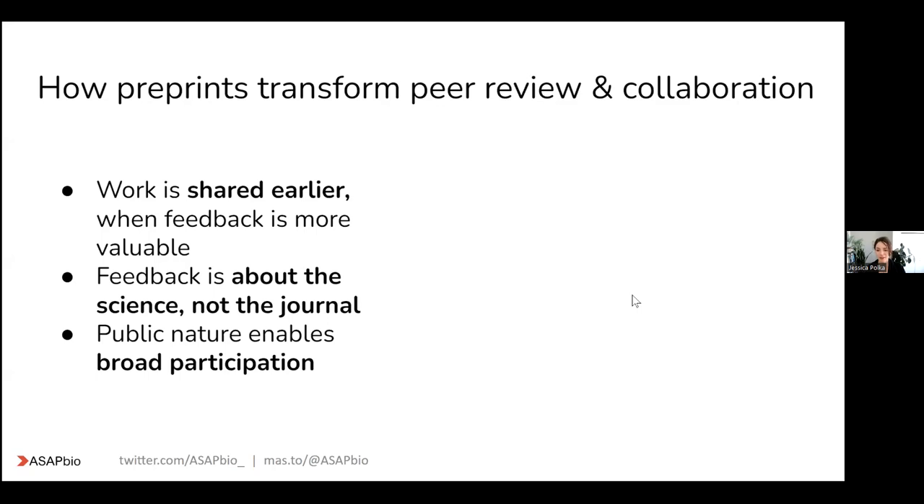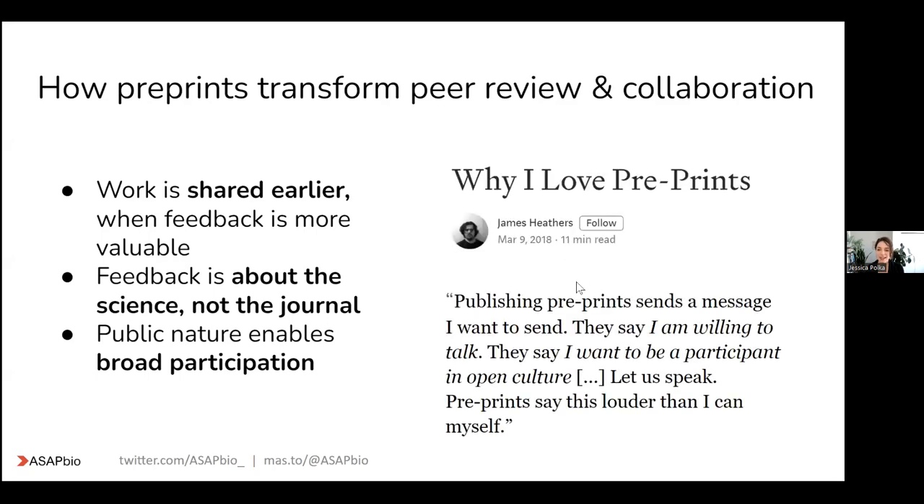Preprints enable public commentary and public conversation by virtue of the fact that it's out in the open. And I think that this benefit of preprints is really closely linked to the potential benefits of preprints for the scholarly enterprise. I want to share this quote from James Heathers, which I love. Publishing preprints sends a message I want to send.